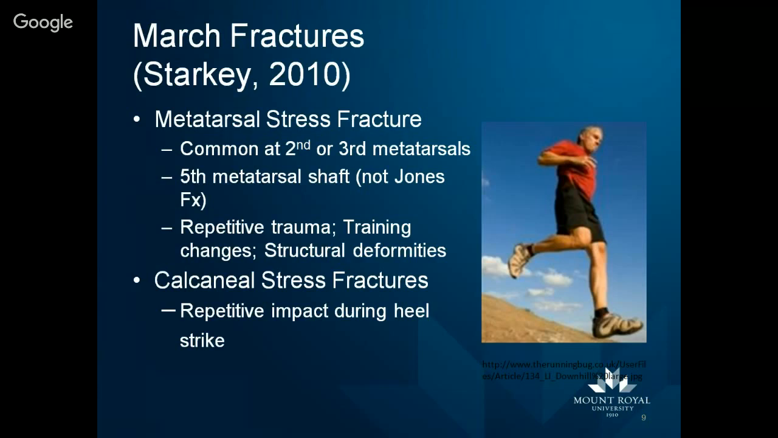Another fracture that can occur along the fifth metatarsal is a March fracture. It is caused by excessive repetitive trauma. It's common at the second or third metatarsals. If it happens on the fifth metatarsal shaft, it's considered not a Jones fracture, but a March fracture. Again, like we said, it's caused by repetitive trauma, training changes, or structural deformities.